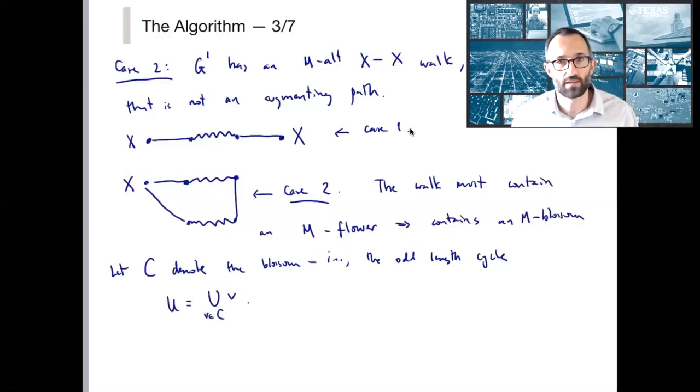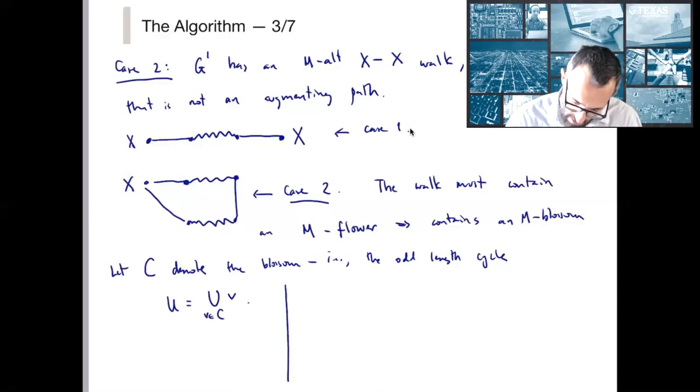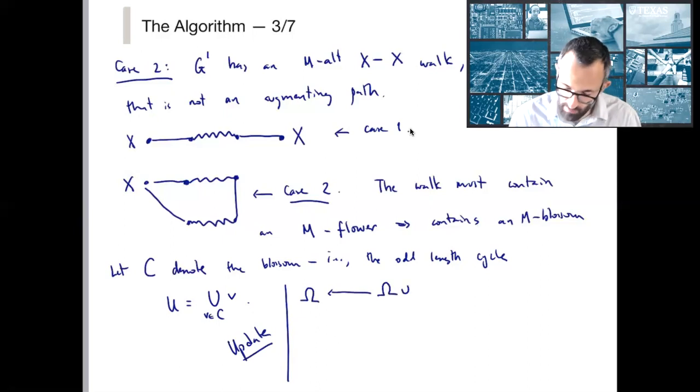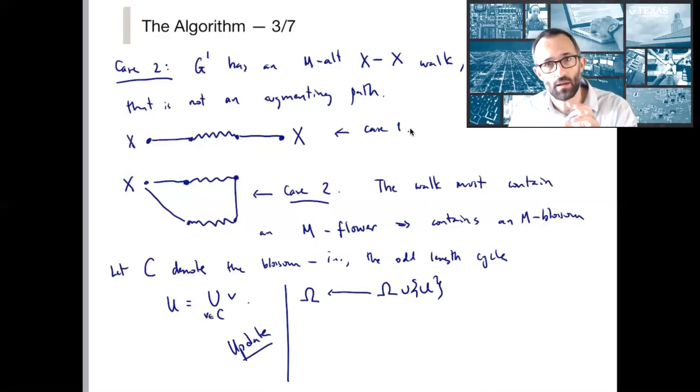And now we're ready to update. This is now the shrinking procedure. So our update is as follows. We update omega. Omega is our previous omega, and I add this new set, this new blossom. Again, this blossom itself could have been made up of nodes that had already been shrunk, but there's no issues here. It's still going to be an odd size set with respect to the original nodes.